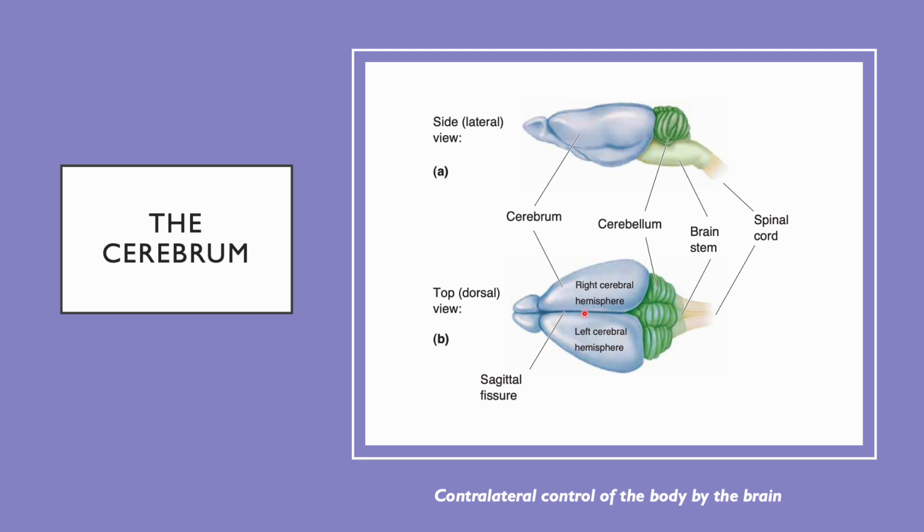Also, this area right here is referred to as the sagittal fissure, which divides these two hemispheres. It's interesting to note that in general, the right cerebral hemisphere receives sensations from and controls movement of the left side of the body, whereas the left cerebral hemisphere here is concerned with sensations and movements on the right side of the body. This is known as contralateral control.